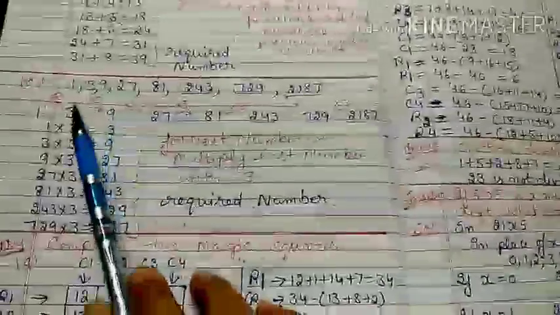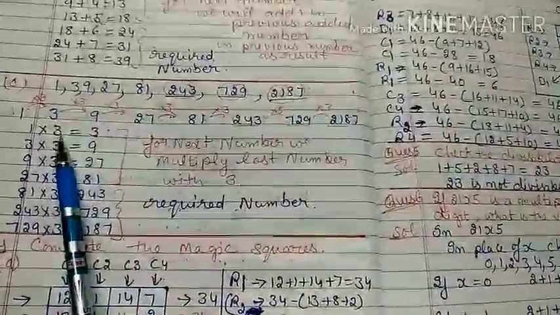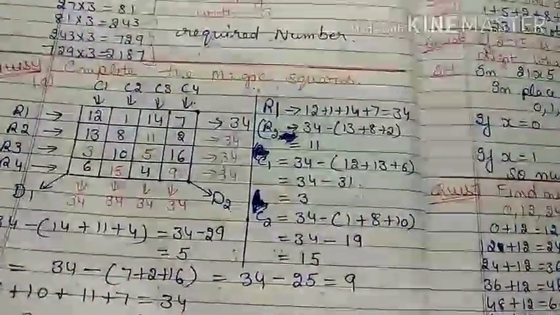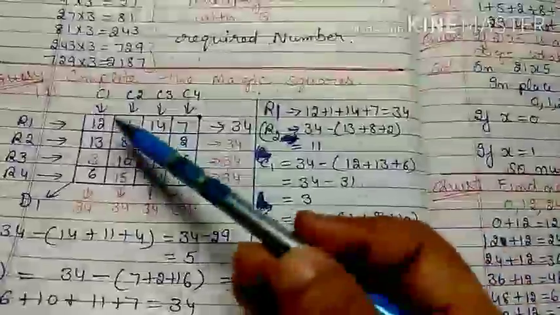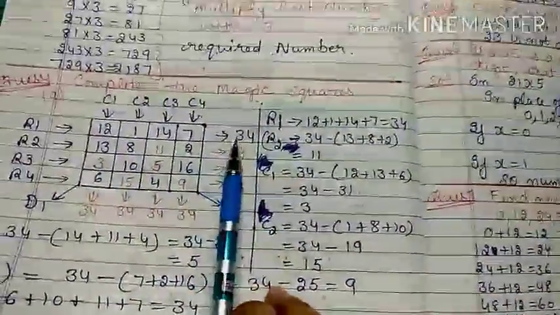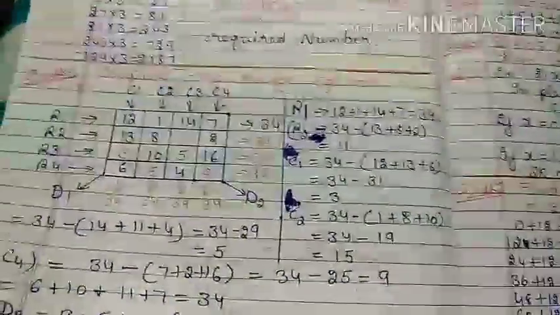Here in this pattern 1, 3, 9, if you multiply the previous number by 3, you will get the next number. Now here question number 4, you have to complete the magic square. You have to complete the magic square by looking at the rows. First you have to look for the completed row, 34. That means all rows and all columns should equal 34.